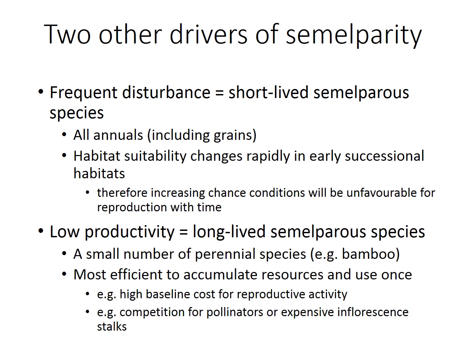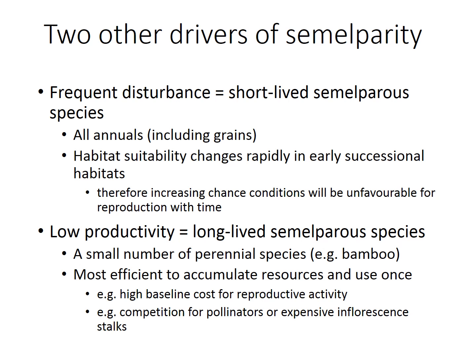The other driver of semelparity can be low productivity. And in areas of low productivity, think for example of deserts, we see some long-lived semelparous species. There are not many perennial species that are semelparous. Probably the most famous would be bamboo, some of which only will reproduce after more than 100 years and then die immediately. Now, being a semelparous species in a low productivity environment is beneficial because it allows individuals to accumulate resources for a long period and then to use them once off.